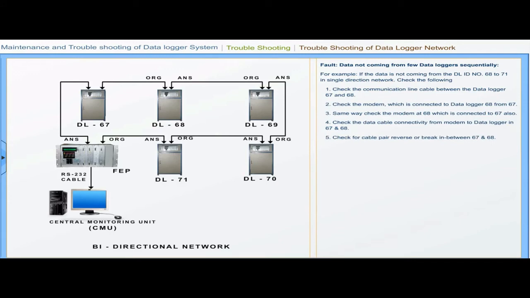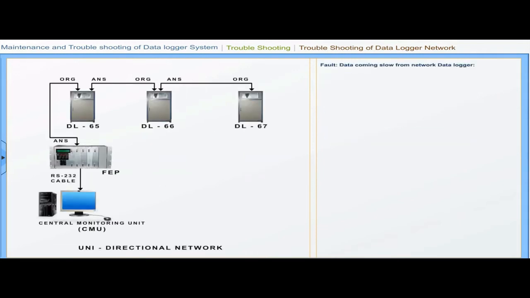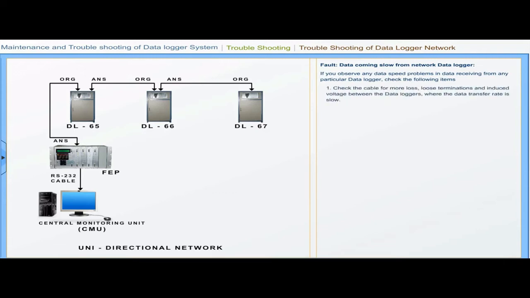Check for cable pair reverse or break-in between 67 and 68. Fault: data coming slow from network data logger. If you observe any data speed problems in data receiving from any particular data logger, check the following items. Check the cable for more loss, loose terminations and induced voltage between the data loggers where the data transfer rate is slow.